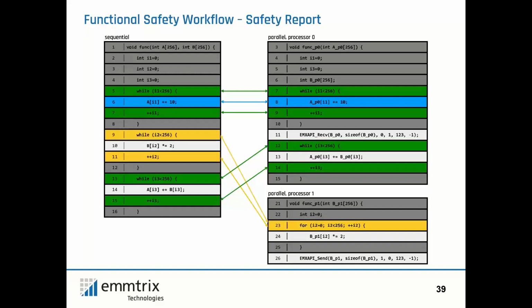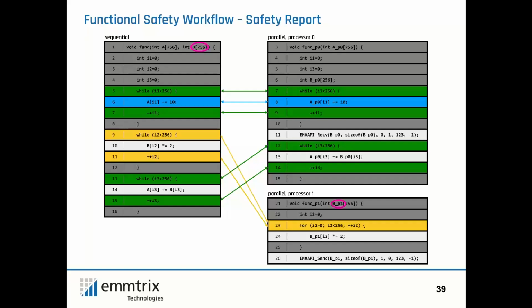Here it's a little bit more complicated. In the sequential code, we had a while loop, which we transformed into a for loop. So we need to match those two, the while and plus I2 to the for loop, to actually match equivalence. And then it gets a little bit more complicated, because that B is actually transferred between processors.